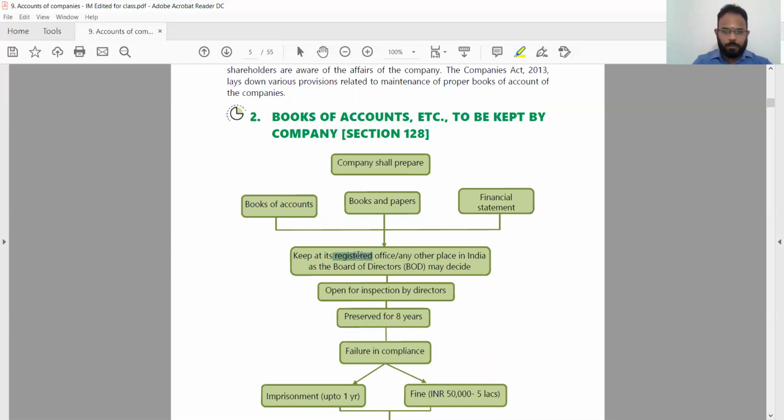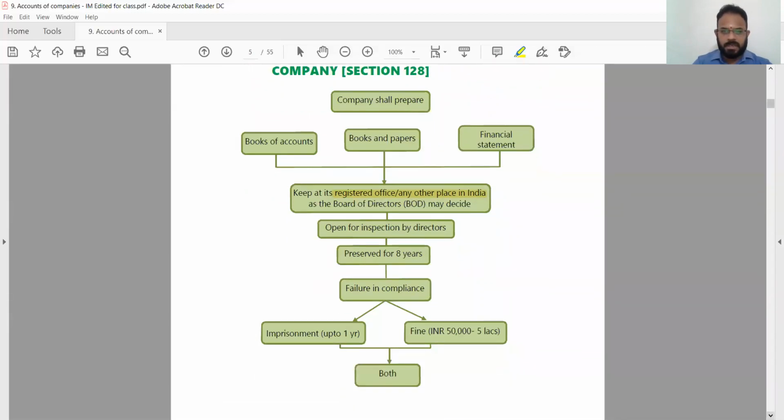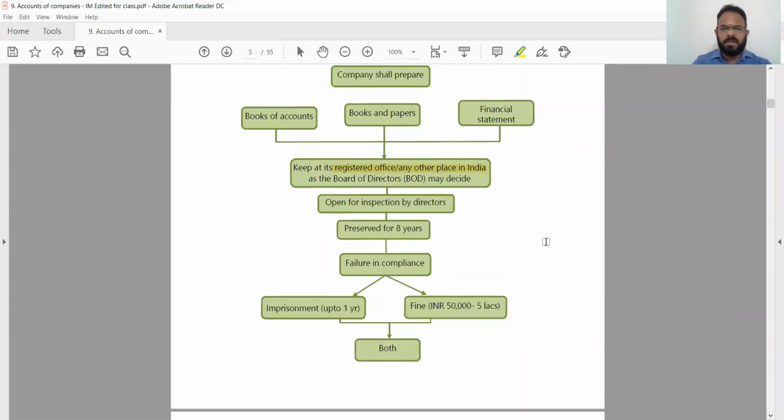So dears, you will keep it only in the registered office or any other place in India. You remember the 1/10 of the people who are residing in that particular state. We told all that in the management and administration. We would have told that really strongly. Okay, will it be open for inspection? Yes, it will be open for inspection by directors. How many years? We already told. For all this you will have to preserve it for 8 years.